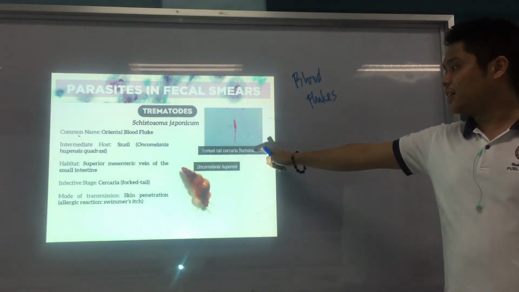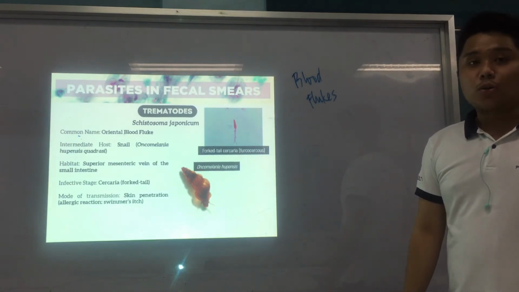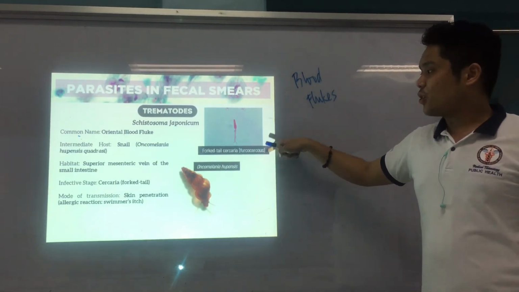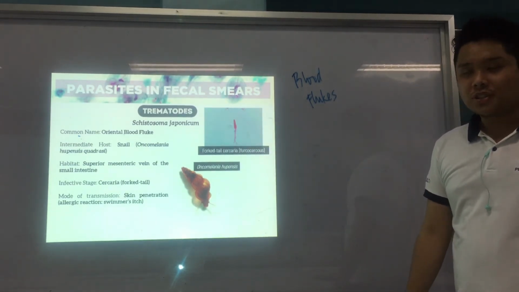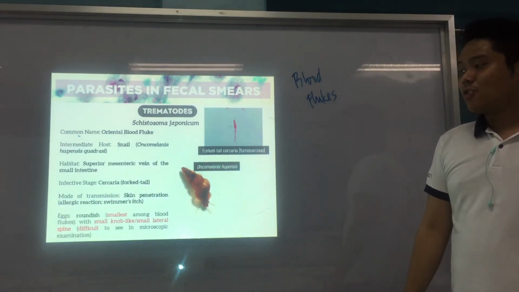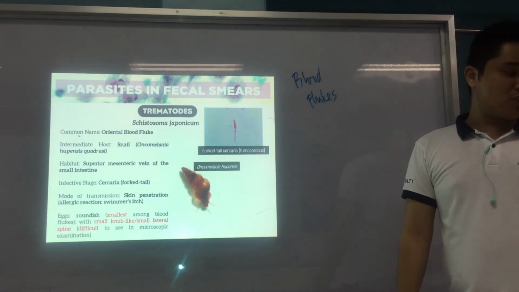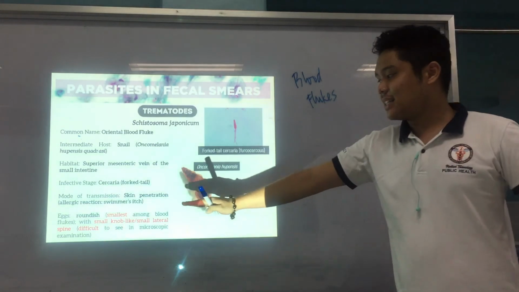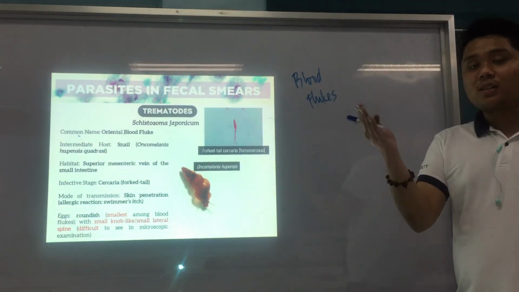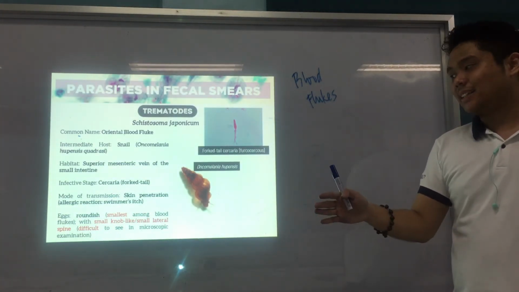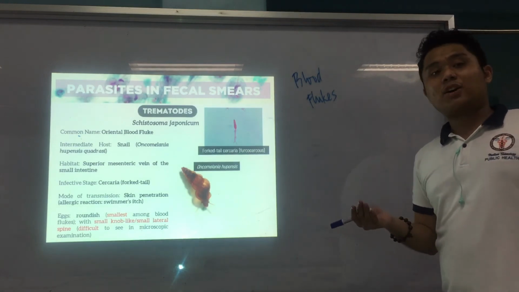Fork tail cercaria, also known as furcocercus. Furco, fork, cercus, cercaria. Furcocercus. Okay? And the eggs are roundish. Again, based on our virtual microscope activity, it has a small knob or small lateral spine. But it's difficult to see in the microscopic exam.